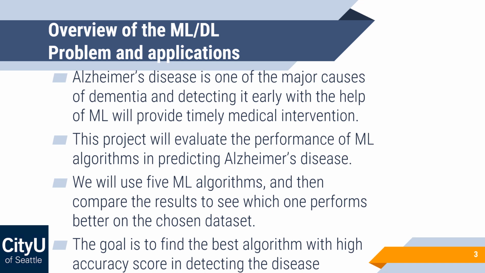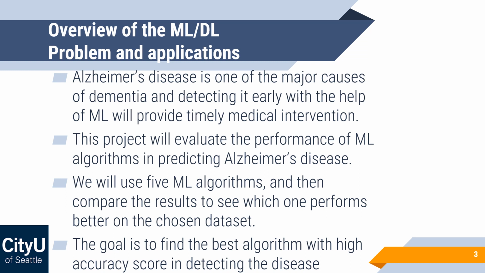In this slide, we will talk about the overview of the machine learning, deep learning problem and applications. We'll be focusing on Alzheimer's disease. Alzheimer's disease is one of the major causes of dementia, and detecting it early with the help of machine learning will provide timely medical intervention. This project will evaluate the performance of machine learning algorithms in predicting Alzheimer's disease.